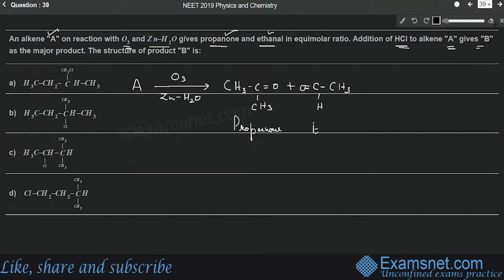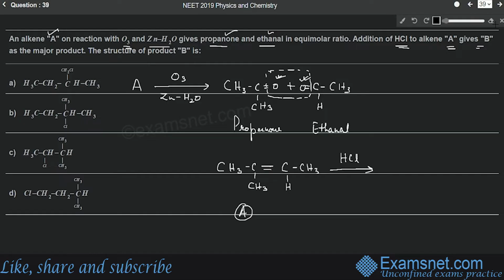Okay. This is ethanal. Now before the ozonolysis, these two oxygens were not there. So let's remove these two oxygens to find out the reactant alkene. So what is left this side? CH3, CH3 is left. And on the right side, CH3 and H is left. Now these two carbons were joined by a double bond. So this is the reactant alkene A. Okay. Now according to the question, when this alkene A reacts with HCl, it will give a product B.